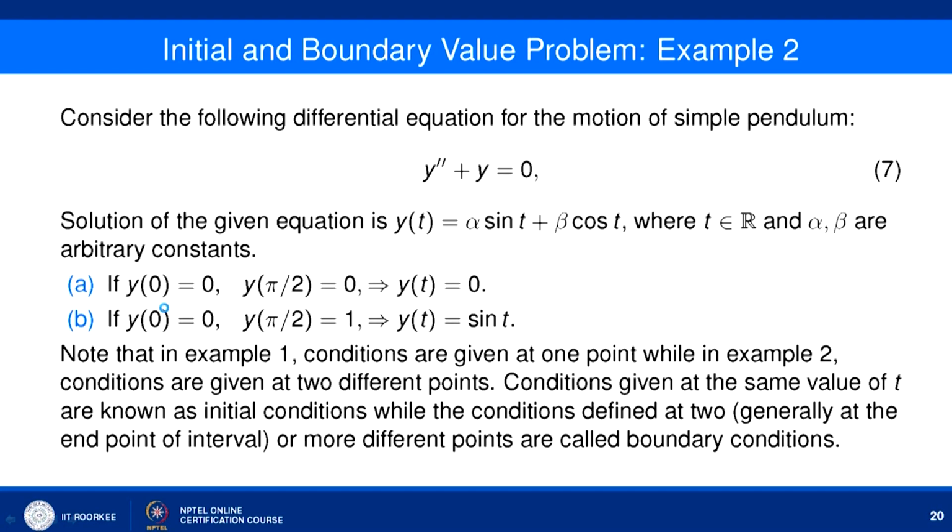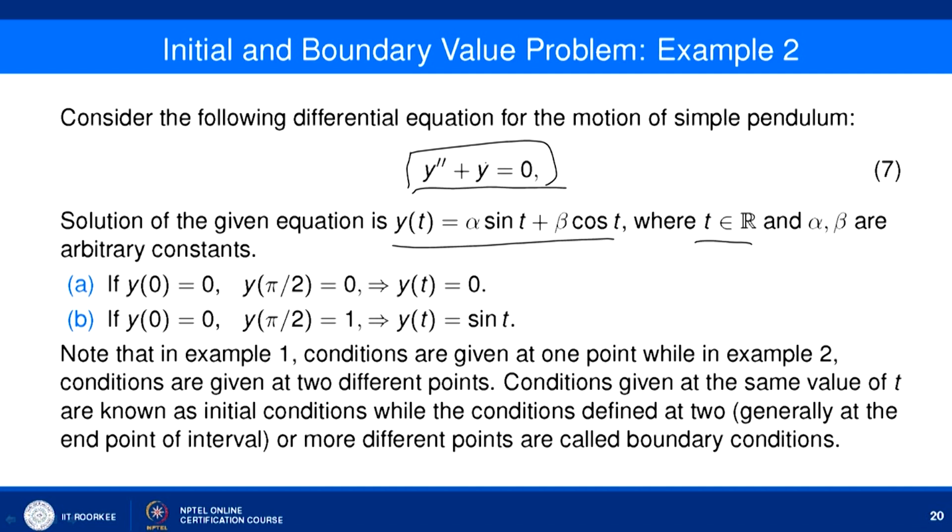Now, look at the second example. Consider the following differential equation for the motion of a simple pendulum, a very famous example. The equation comes out to be y double dash plus y equal to 0, and we know that the solution is given as y(t) equal to alpha sin t plus beta cos t. Here alpha and beta are arbitrary constants, and t is from R.